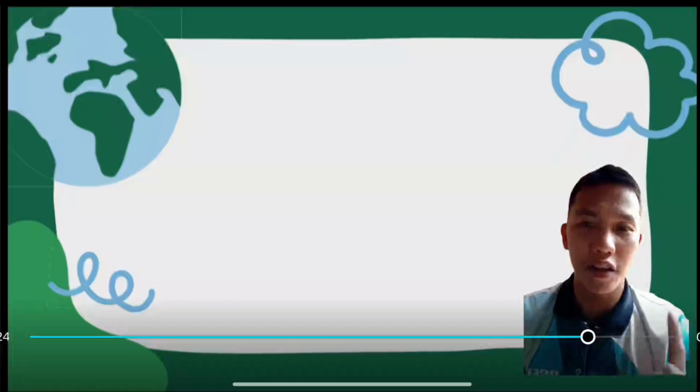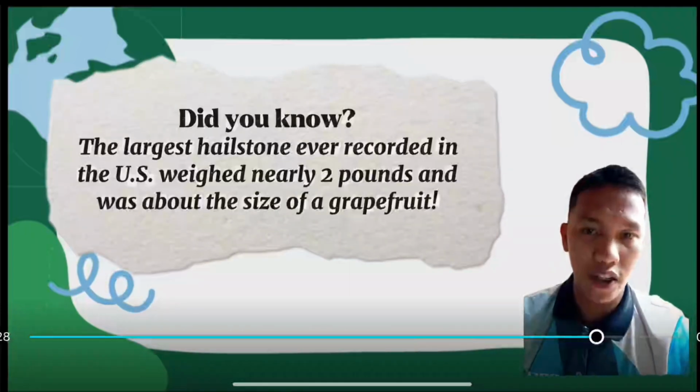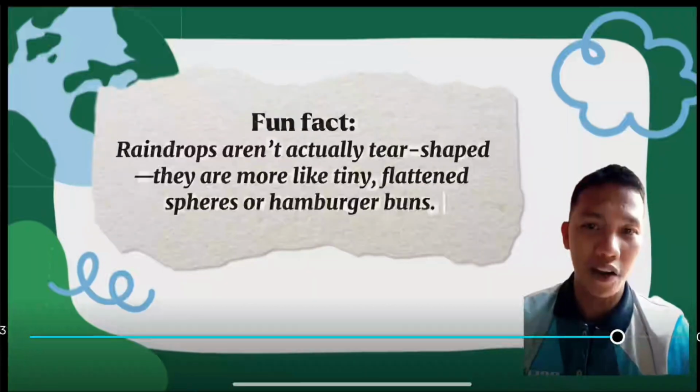Now, here's a trivia. Did you know that the largest hailstone ever recorded in the US weighed nearly 2 pounds and was about the size of a grapefruit? And also, raindrops aren't actually tear-shaped. They are more like tiny, flattened spheres or hamburger buns.